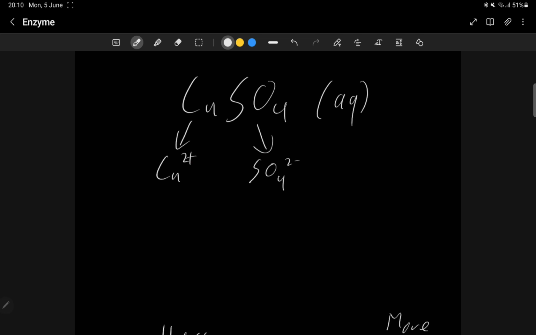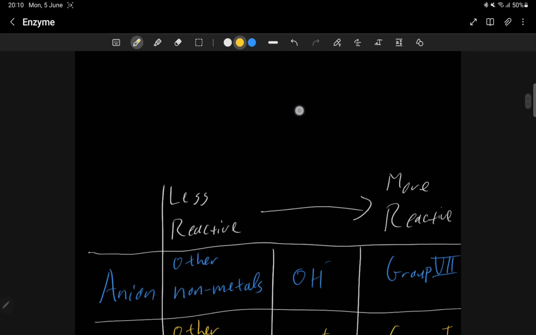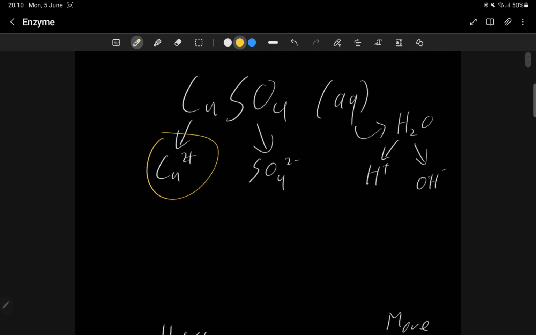Now the tricky thing here is to notice the term aqueous, right? The term aqueous means that it has H2O, it has water in it, and water can also be broken up into two different ions. So we have the H plus and the OH minus ions. So in total here, we're looking at two different cations. The cations I put as yellow. So cations are Cu2+ and H+, and the anions are SO4 2- and OH-.